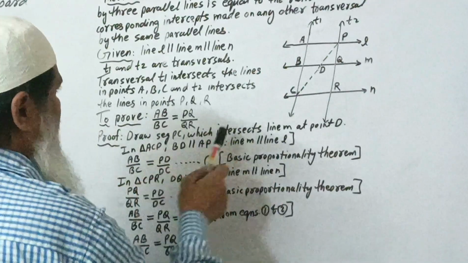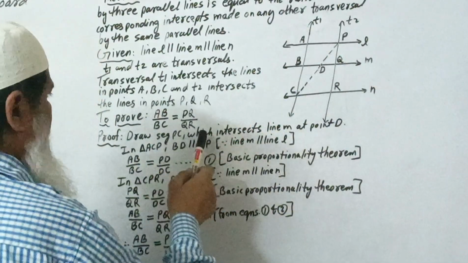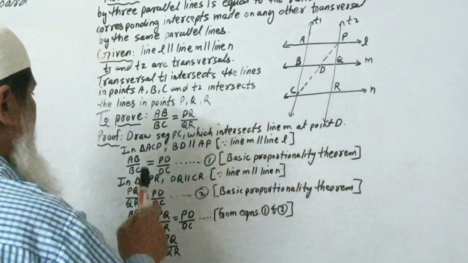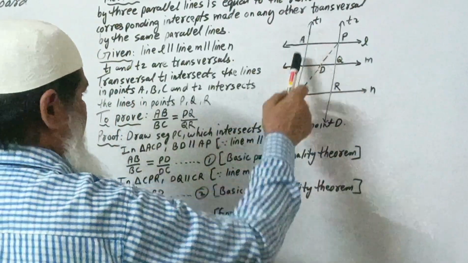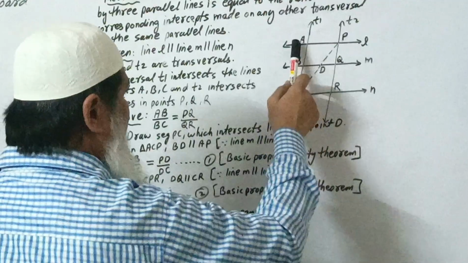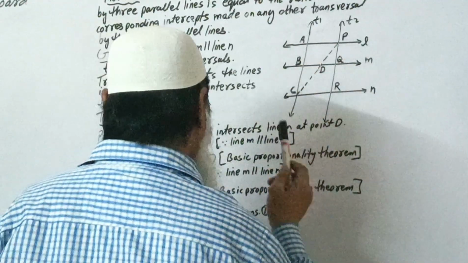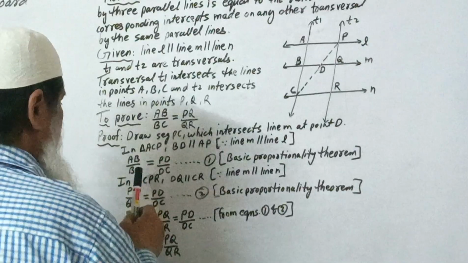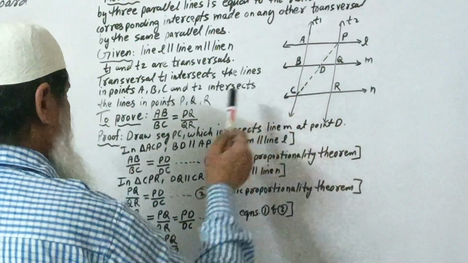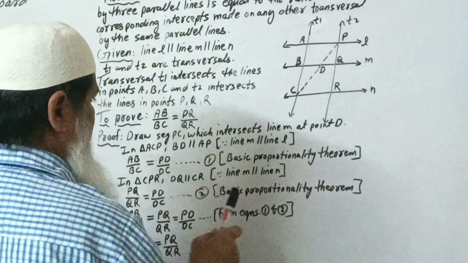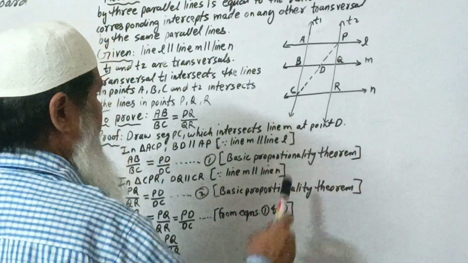Proof. Draw segment PC which intersects line M at point D. In triangle ACP, BD is parallel to AP. Since line M is parallel to line L, AB upon BC is equal to PD upon DC. Equation number 1, basic proportionality theorem.